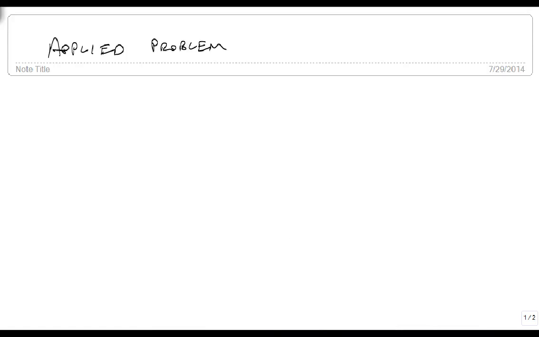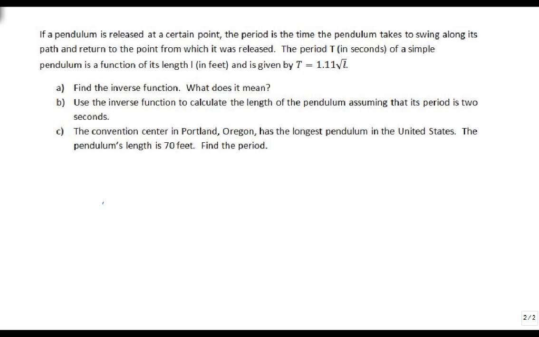We're now going to solve an applied problem using inverses just to show how this can be incredibly useful to us. So we're going to start with a particular problem that involves a pendulum. A pendulum is like on a clock, and it swings back and forth. And the period is the amount of time it takes to swing one way and then swing back to its original position. And that period depends on its length.